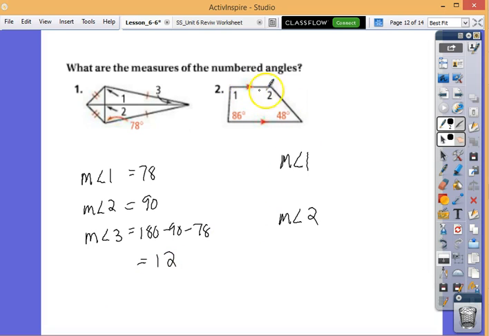Angle 1 and angle 2 are not congruent here. So if you found angle 1 and then say angle 2 is the same thing, it's wrong. These are both same side interiors, are supplementary, but this is not an isosceles trapezoid, so the base angles are not congruent. So angle 1 is 180 minus 86, which is 94. And angle 2 is 180 minus 48, which is 132. Everybody okay with that?